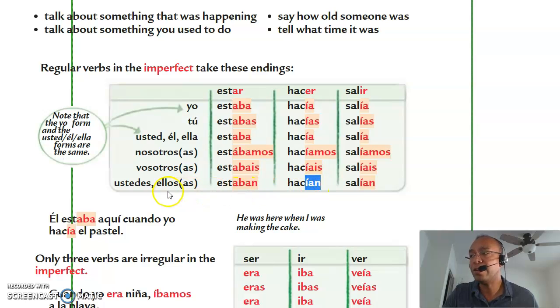When you refer to ustedes, ellos, and ellas, there will always be an N involved in any form of the verb. Just like for tú, there's always an S involved.